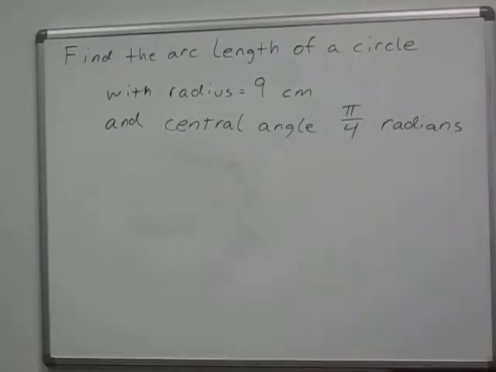This problem asks us to find the arc length of a circle with a given radius of 9 centimeters and a central angle of pi/4 radians. Before diving into a nice way to think about this problem, let's start by drawing ourselves a picture.